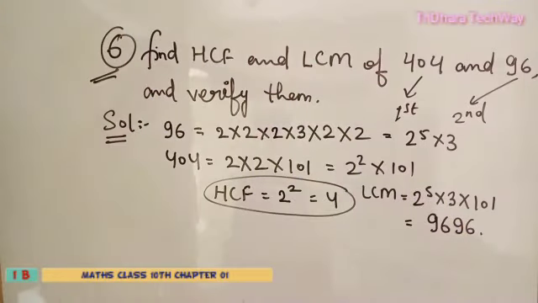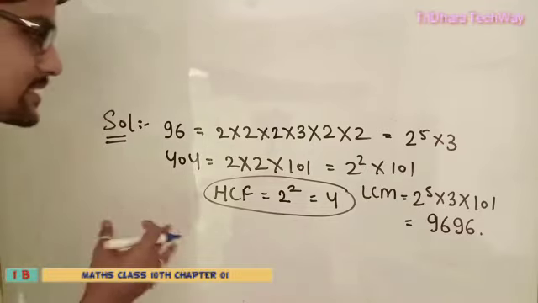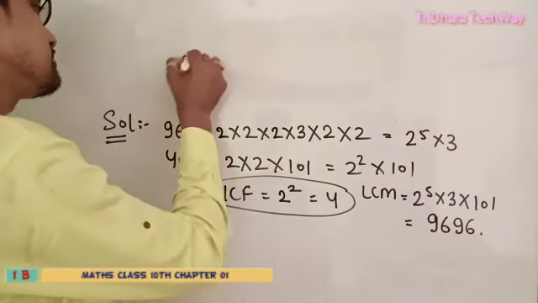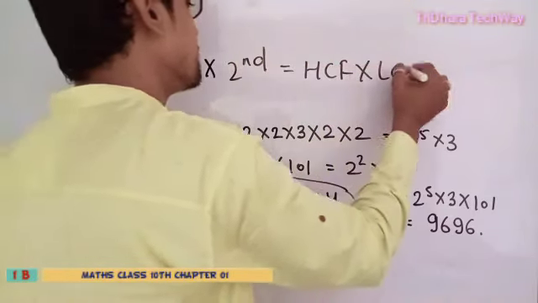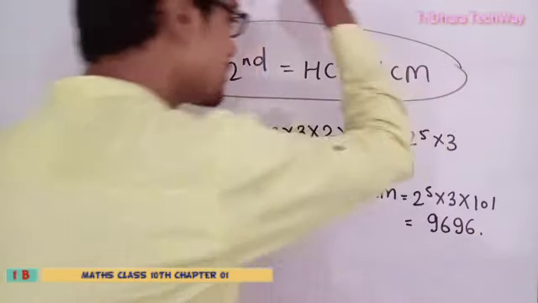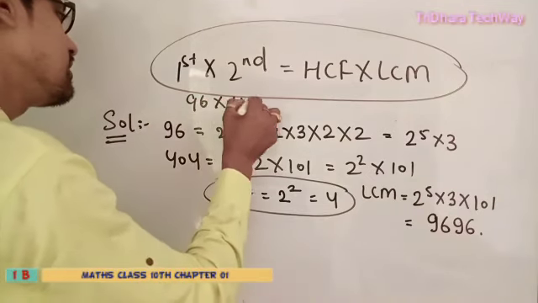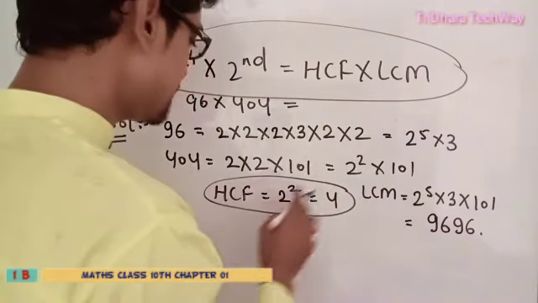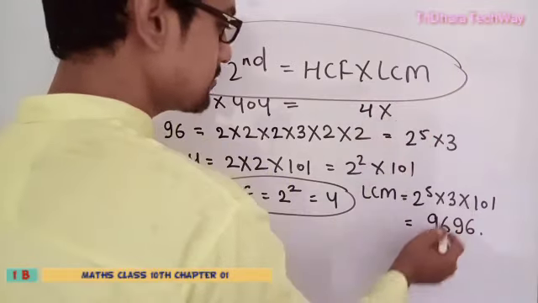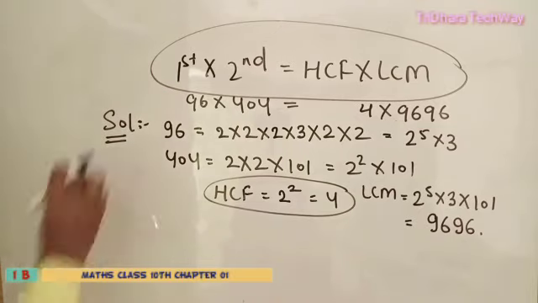9696. Write down all the values for verification. How can you verify it? I am going to tell you. How can you verify that you have found all these answers correct? Write down: first number into second number is equal to HCF into LCM. Okay, this is the concept to verify. So first of all, write the first number 96, second number 404. Now HCF, what is HCF? 4. And what is LCM? 9696. If you find both values equal, it means you have verified it.